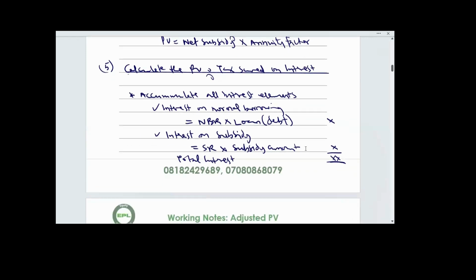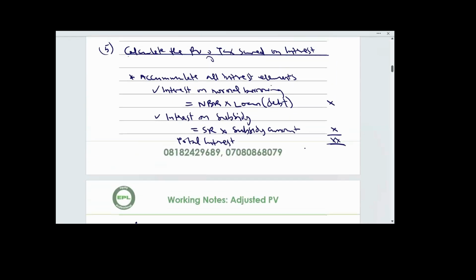After that, move to step 2. Step 2 is to calculate tax saved on interest. How do you do this? To get the tax saved on interest, you multiply the total interest with the company tax rates. That will give you the tax saved.